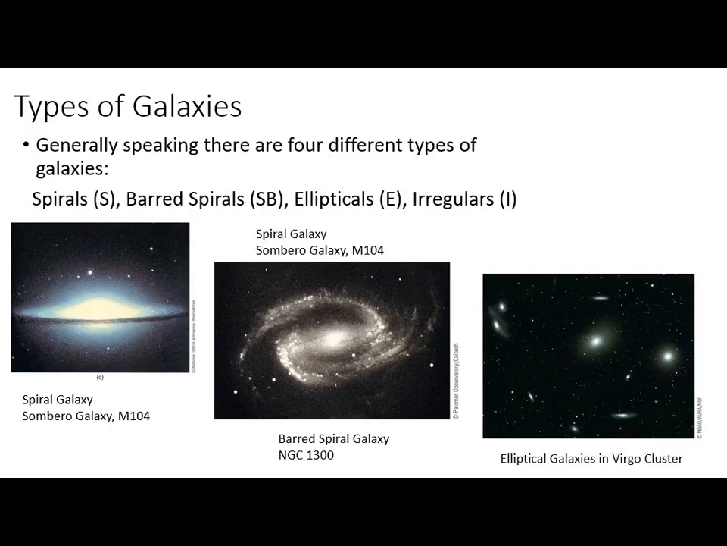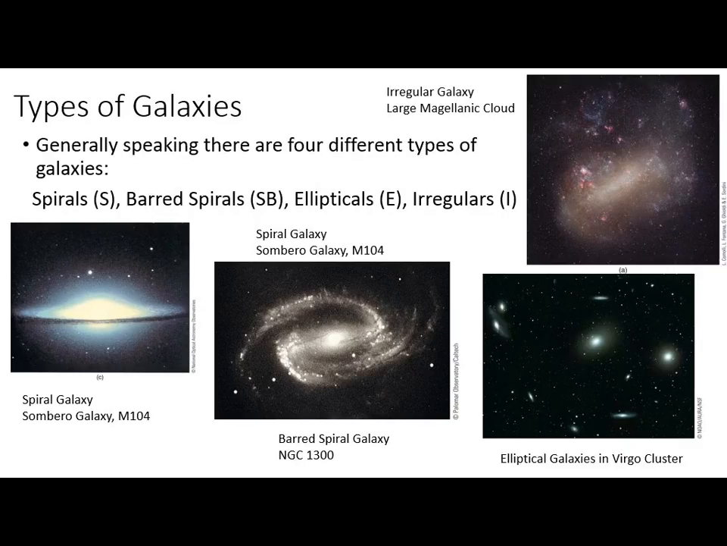Okay, elliptical galaxies. Elliptical galaxies don't have spiral arms. They're more what we say kind of spheroidal. And then the last one is kind of a catch-all, irregular galaxies.